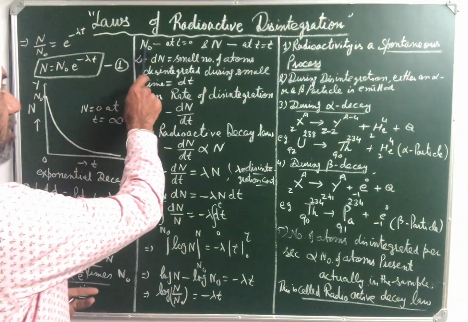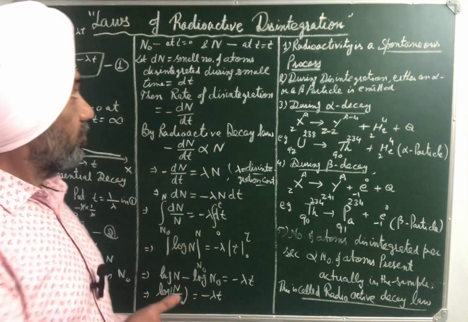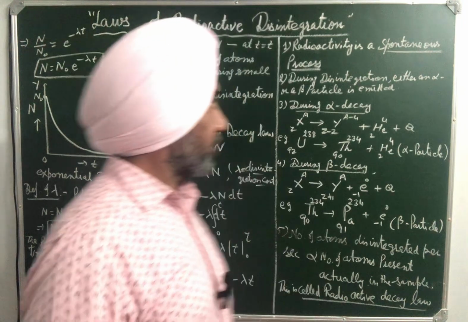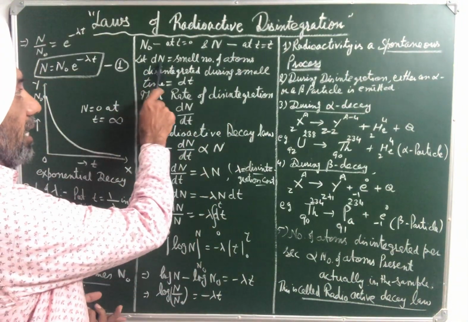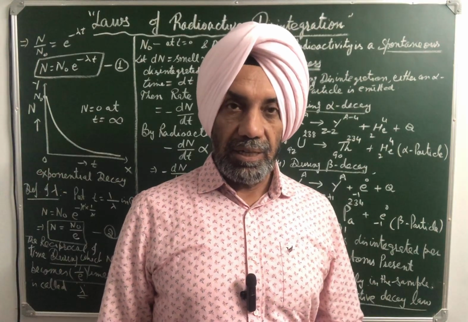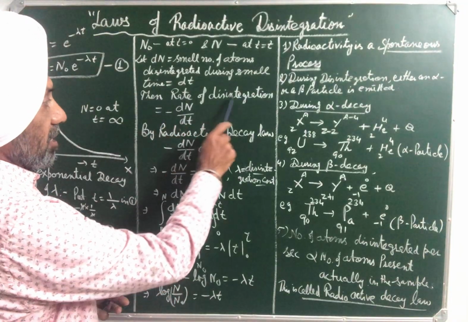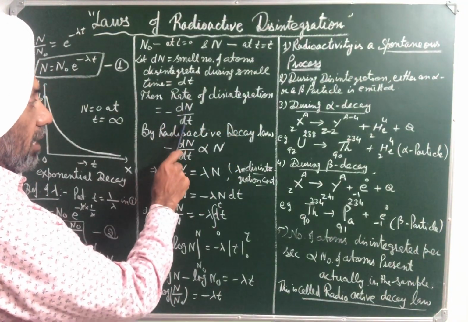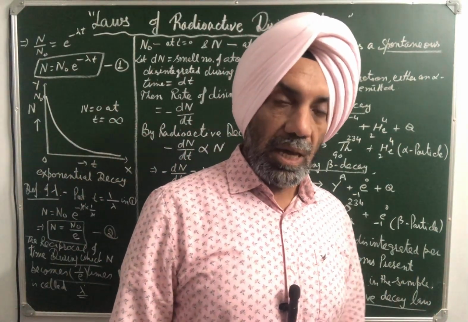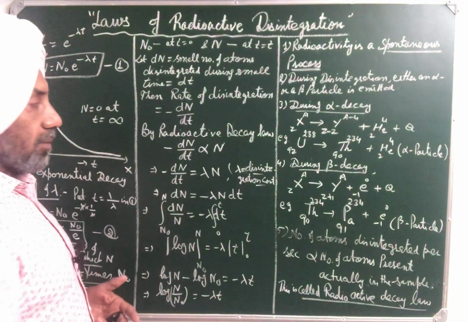Therefore, let N naught be the number of atoms present in the sample at t equal to 0 initially. N is the number of atoms present in the sample at time t equal to t. Then let dN be the small number of atoms disintegrated during small time interval dt. Then the rate of disintegration will be equal to minus dN by dt. The negative sign means the number of atoms in the parent nucleus is being reduced.